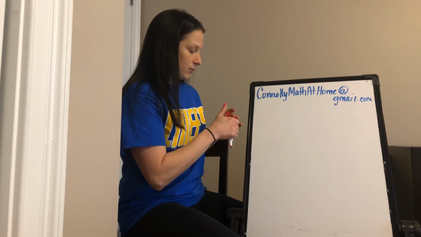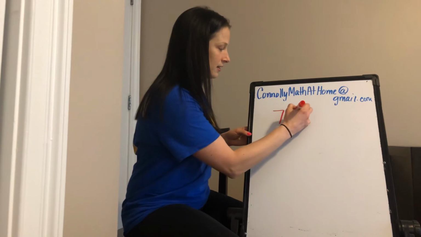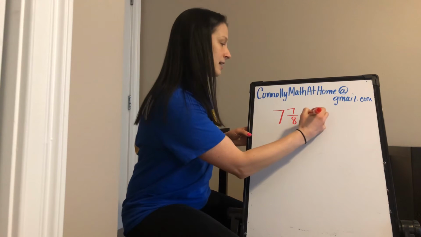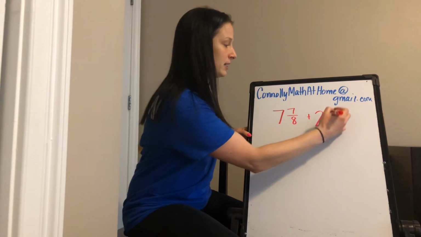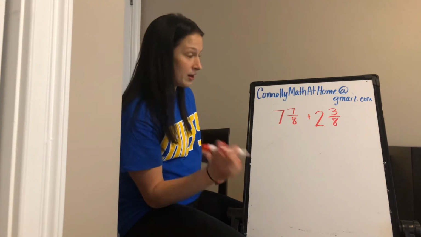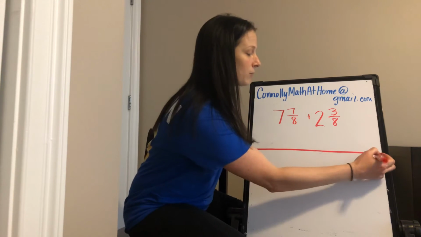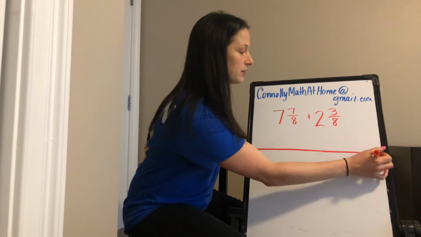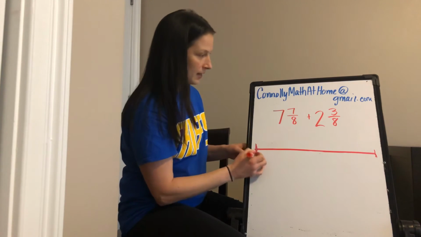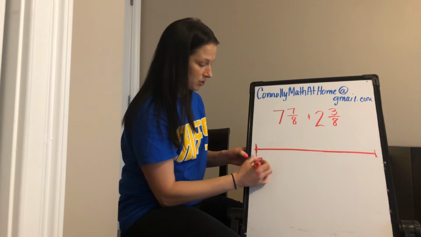All right, so let's say that I am starting with 7 and 7/8, and I want to add 2 and 3/8. There's a couple of options here, but I'm going to go over the number line first because that's the new strategy I want to teach you. So we're still going to keep one number whole, and I'm going to choose to keep 7 and 7/8 whole. So that's where I'm going to start.